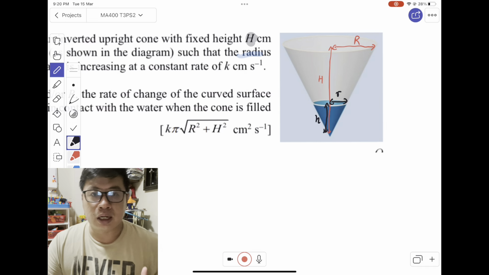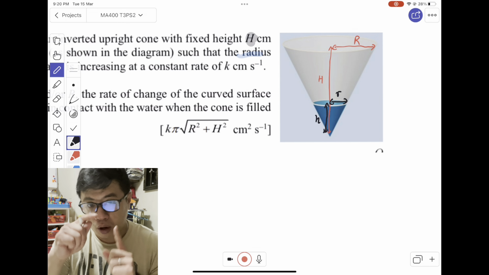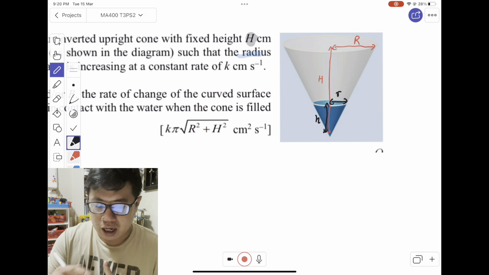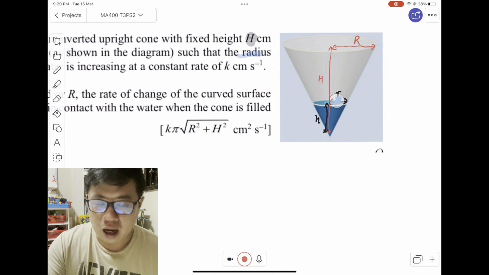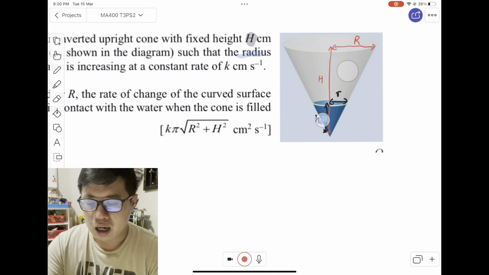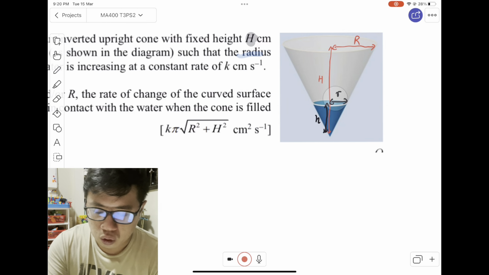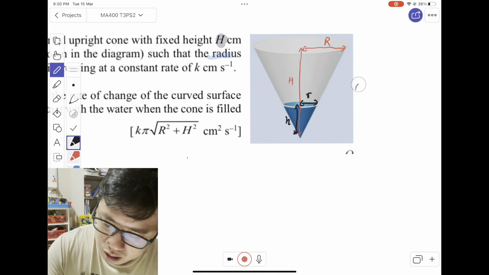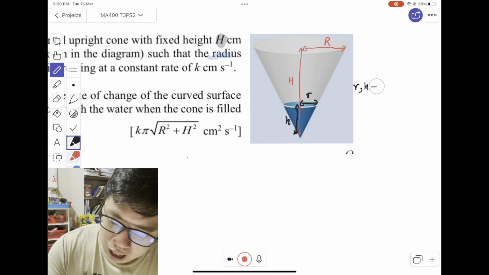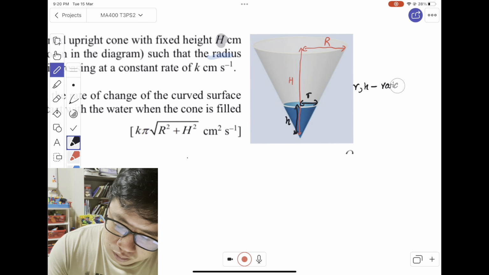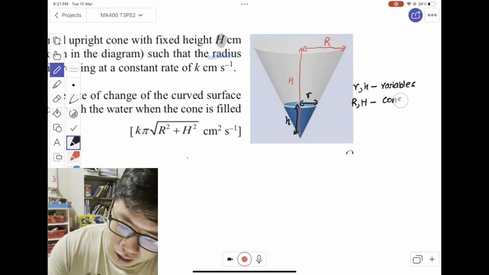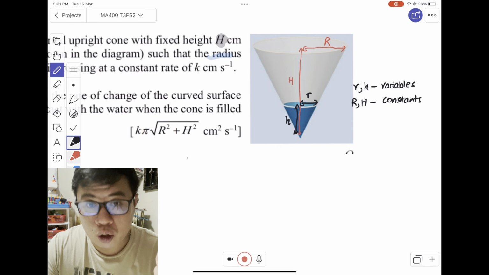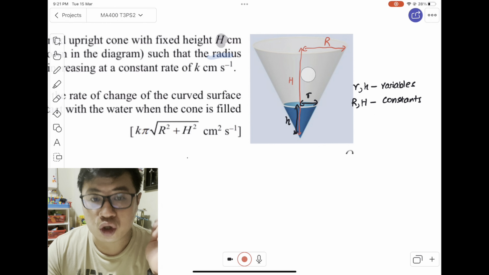So what you see here is small r and small h, these two are variables, because as you're filling them up, this r will be increasing, this h will be increasing. So small r and small h are your variables. Whereas note that capital R and capital H are fixed constants. They are the dimensions of the big cone, and they do not change.